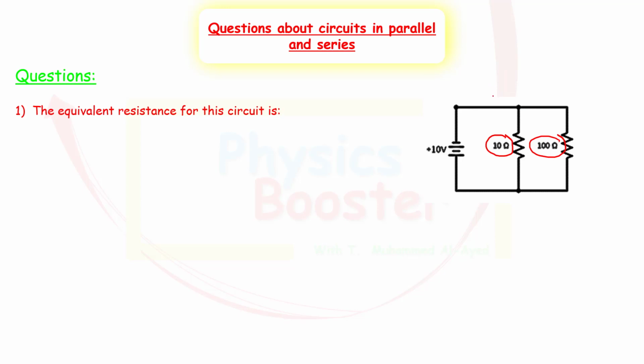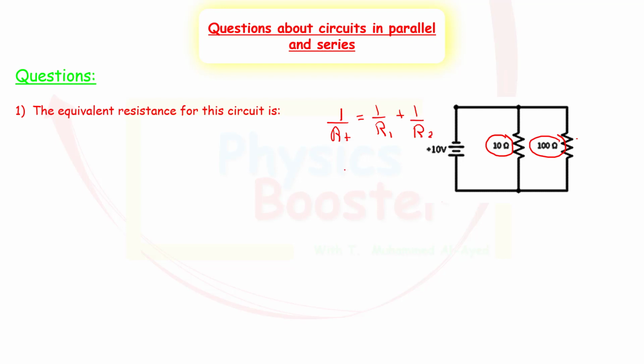Well, first of all, I have to ask myself, is this a circuit in parallel or is it in series? Clearly, it's in parallel because, as we can see, the resistors here are not connected to the same wire. So for the total resistance or the equivalent resistance, we can say that 1 over RT is going to be equal to 1 over R1 plus 1 over R2.